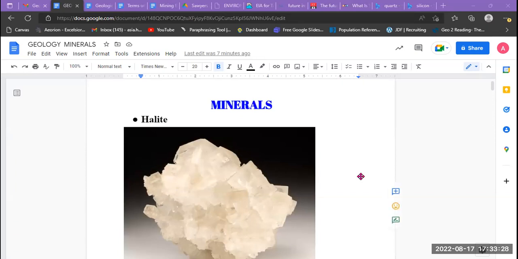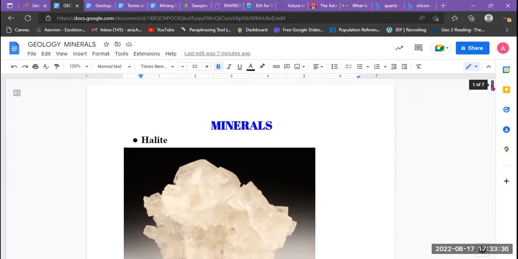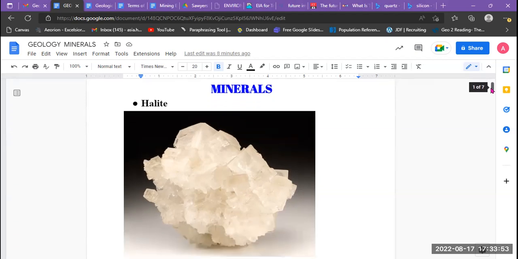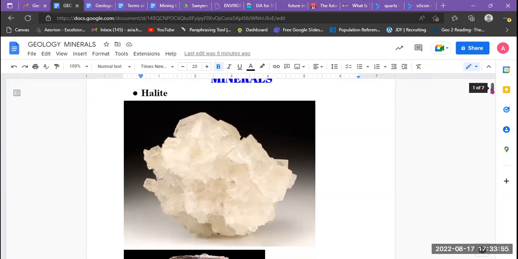Okay, good evening, everyone. Since sir is still on his way home, he instructed me to let you look at some minerals. So we'll be looking at halite, silicon, carbonate, sulfate, sulfite, quartz, and feldspar. The first one is halite. You can take a look at it.